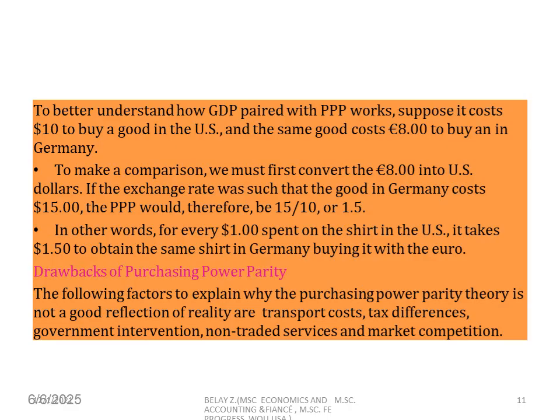In other words, for every $1 spent on the shirts in the USA, it takes $1.5 to obtain the same shirt in Germany, buying it with euros. So this is the purchasing power parity method. The shirt is the same, but because of the currency difference, there is a difference in purchasing power parity.